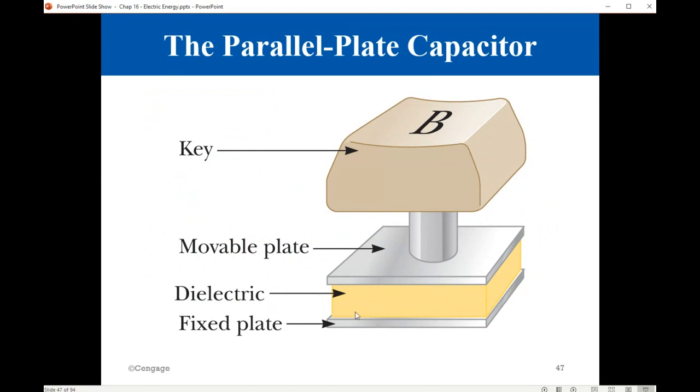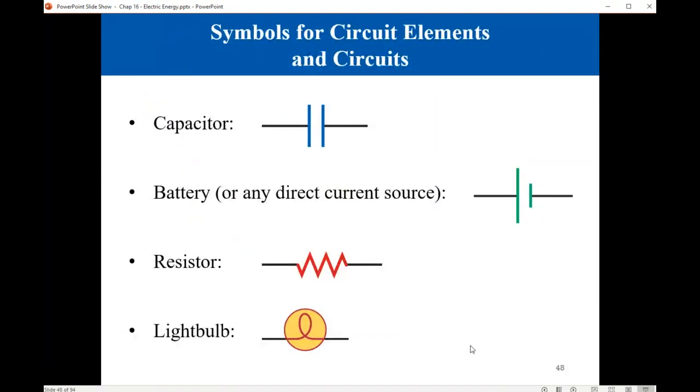Usually there is an insulating material called a dielectric between the plates here. And from the change in the capacitance, the processor, the brain of the computer, will take note that the letter B is pressed, for example. This is how we key in information to computers.